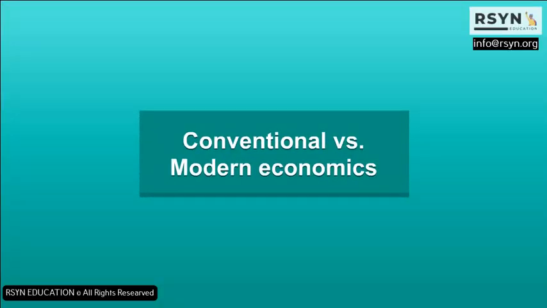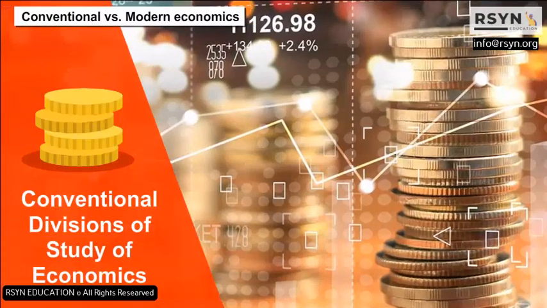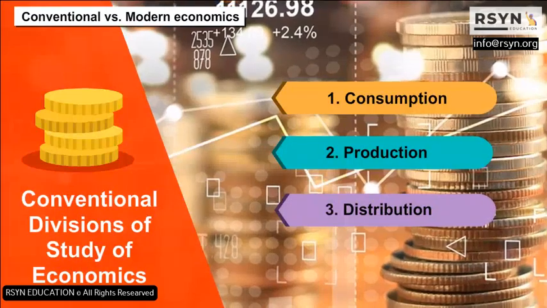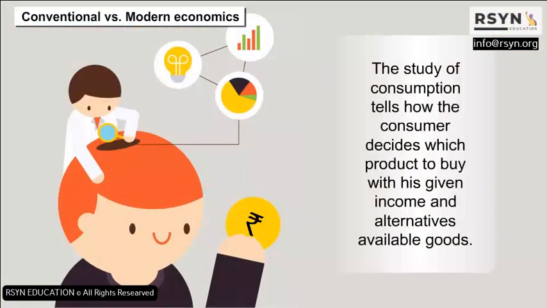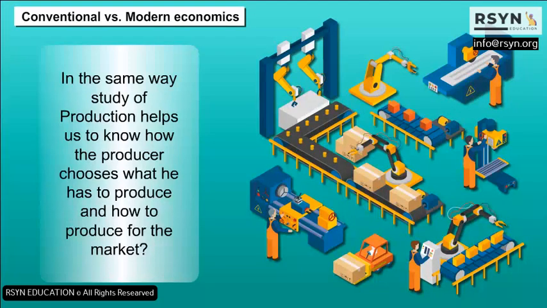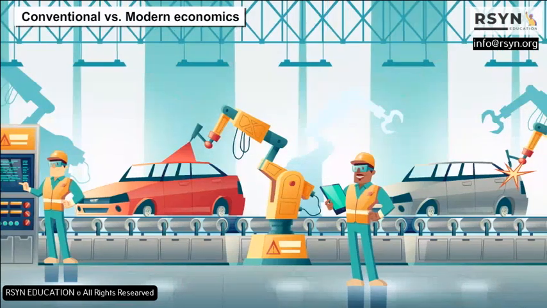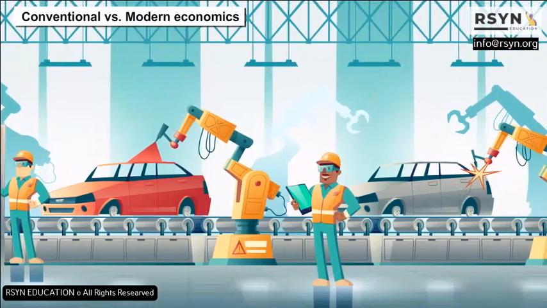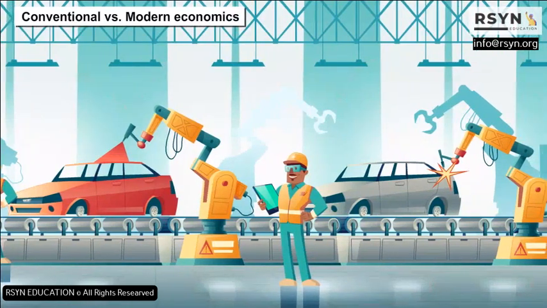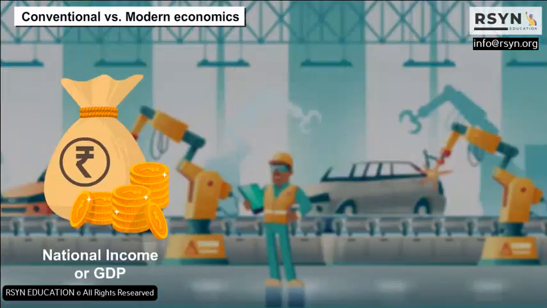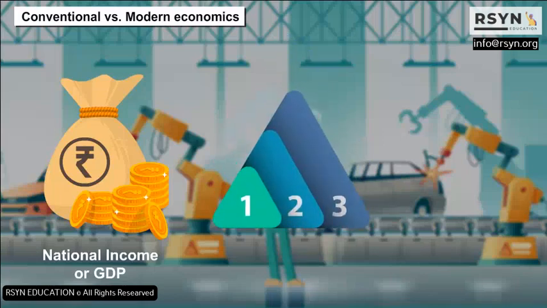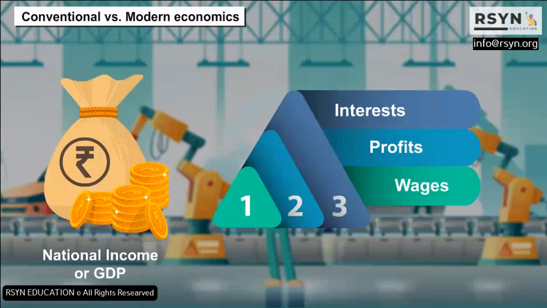Conventional versus modern economics. Conventional divisions of study of economics. The study of consumption tells how the consumer decides which product to buy with his given income and the alternative goods available. In the same way, the study of production helps us to know how the producer chooses what to produce and how to produce for the market. The study of distribution helps us to know how the national income or GDP is distributed as wages, profits and interests.